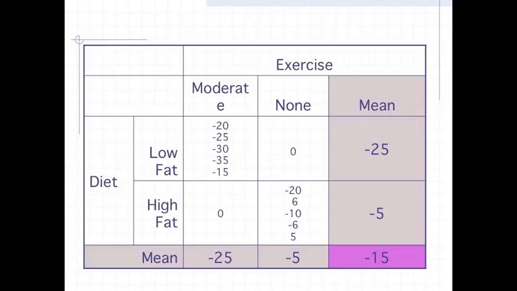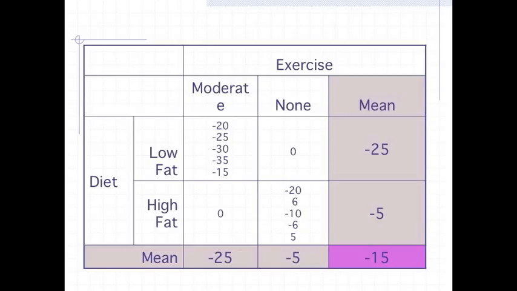The hypothetical data showing change in cholesterol are shown here. The last column shows the mean change in cholesterol for the two diet conditions, whereas the last row shows the mean change for the two exercise conditions. The value of -15 in the lower rightmost cell in the table is the mean of all subjects. We see from the last column that those on the low-fat diet lowered their cholesterol an average of 25 units, whereas those on the high-fat diet lowered theirs by only 5 units.